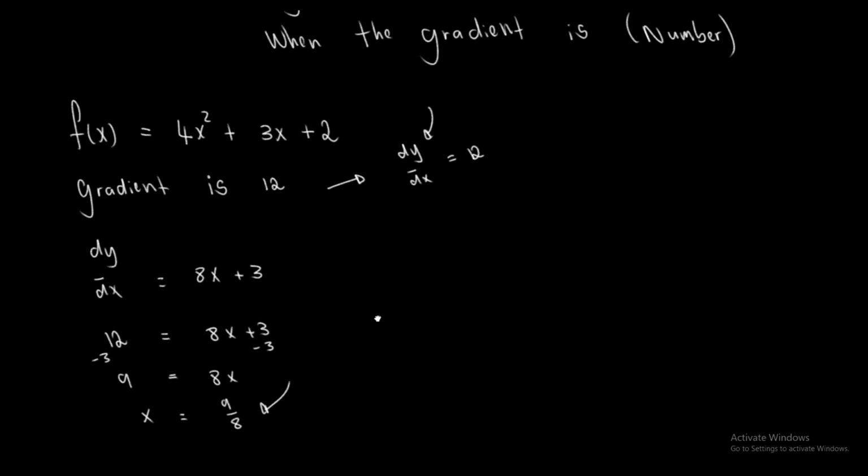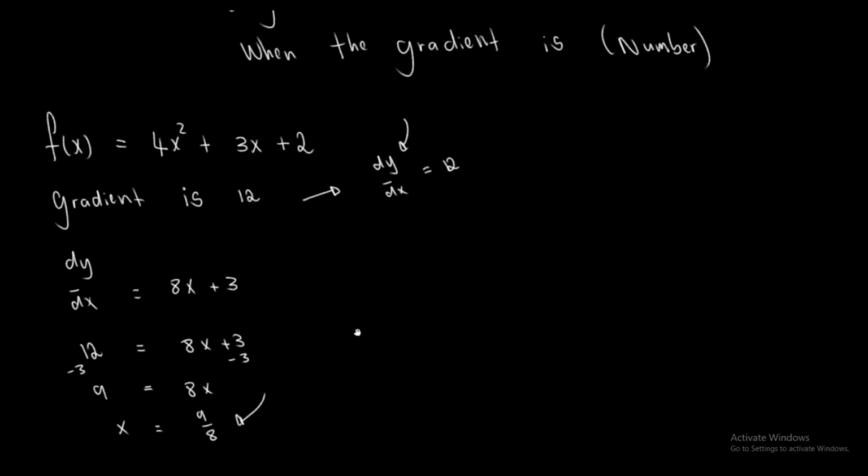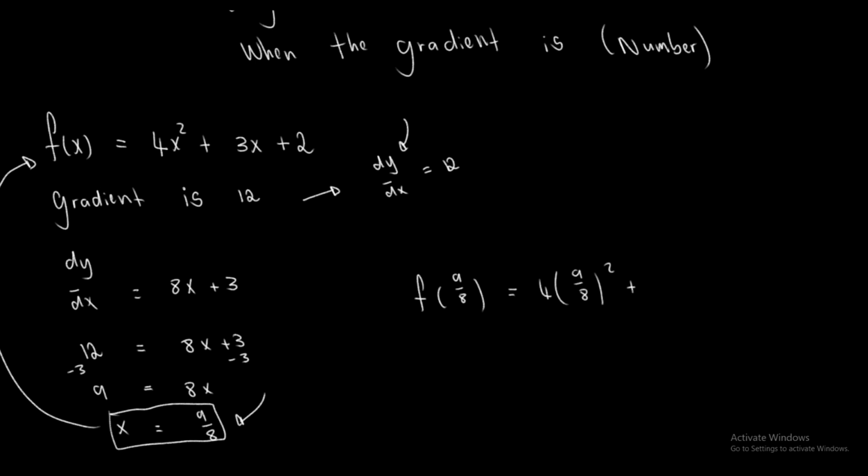Now, sometimes they might ask you to find the coordinates. So what do we do then? Well, to find the coordinates, I can simply take my x value and substitute this back into my original equation. Right, so I'm going to do that. So we're going to have f of 9 over 8. Wow, what an awful number. Is equal to 4 times 9 over 8 squared plus 3 times 9 over 8 plus 2.